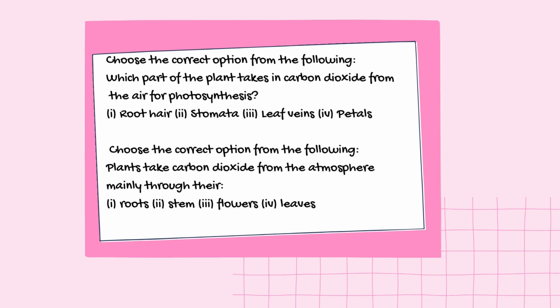Choose the correct option from the following. Which part of the plant takes in carbon dioxide from the air for photosynthesis? 1. Root hair, 2. Stomata, 3. Leaf veins, 4. Petals. The correct option is 2. Stomata.